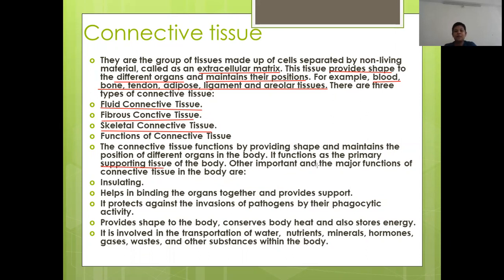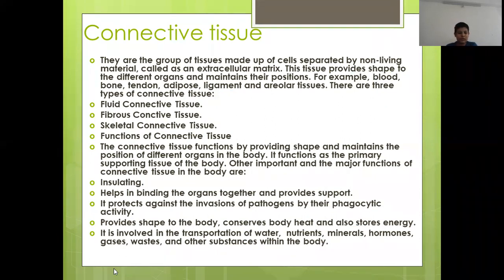Other important and major functions of connective tissue in our body are insulating, that means maintaining a temperature, helping in binding the organs together, protecting against the invasion of pathogens through phagocytic activity, providing shape to the body, conserving body heat and also storing energy. It is involved in transportation of water, nutrients, minerals, hormones, gases, waste and other substances in the body. So this means that connective tissue has these main functions.